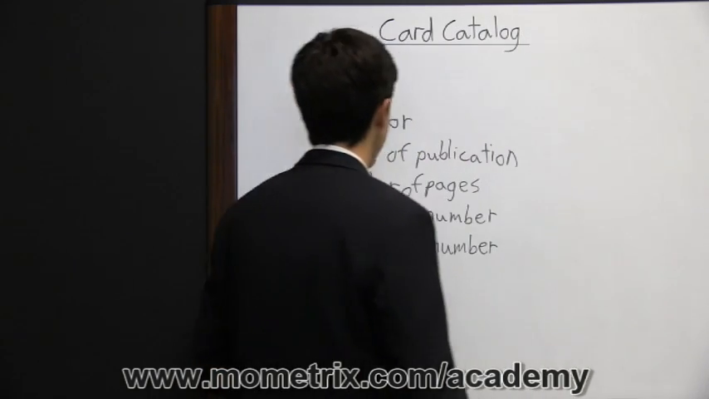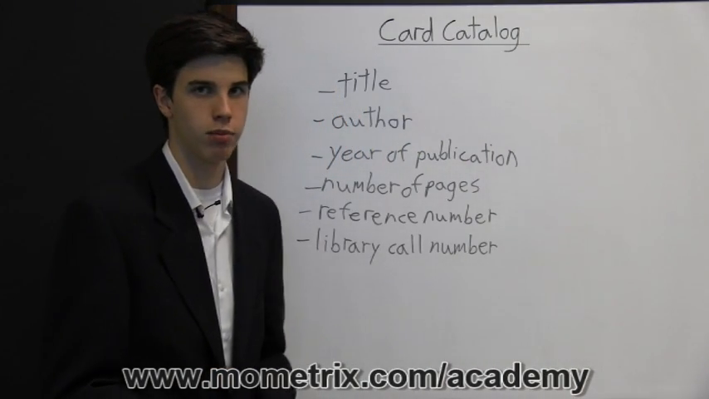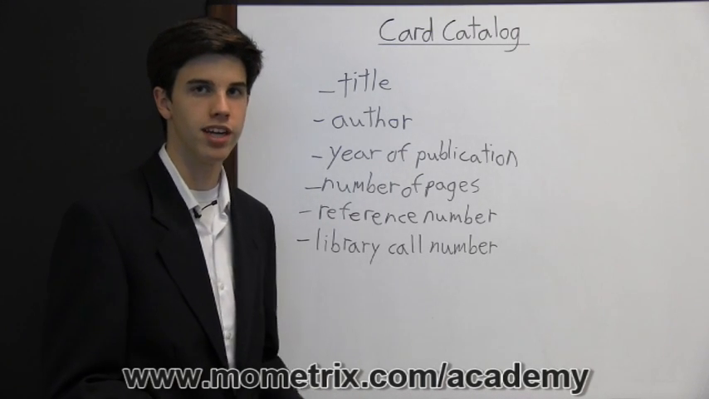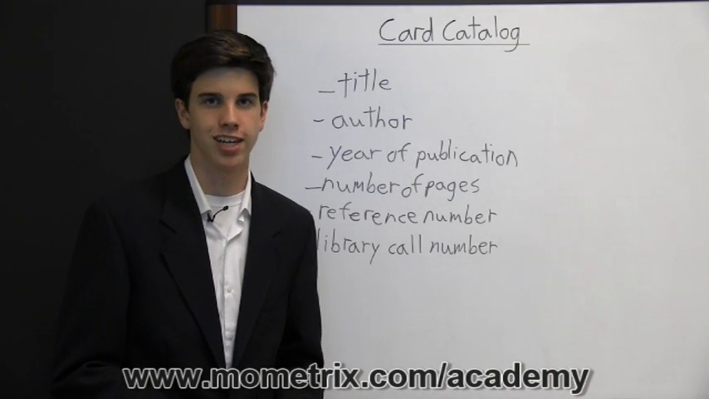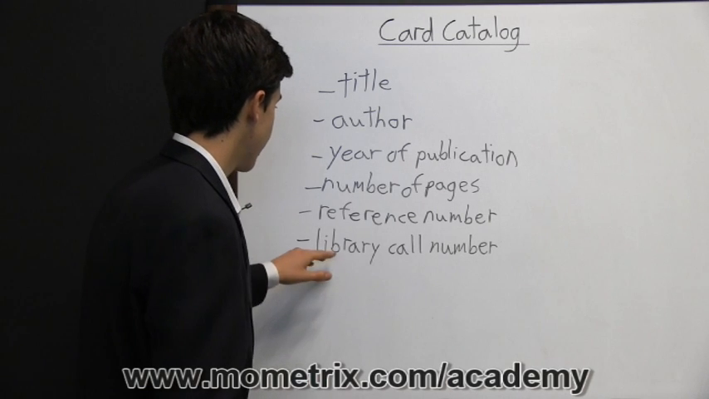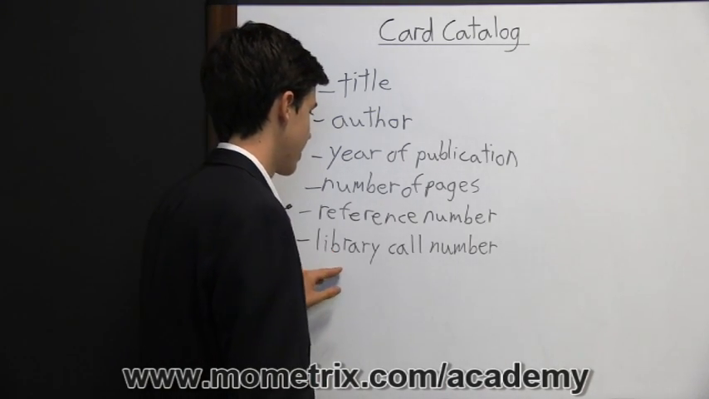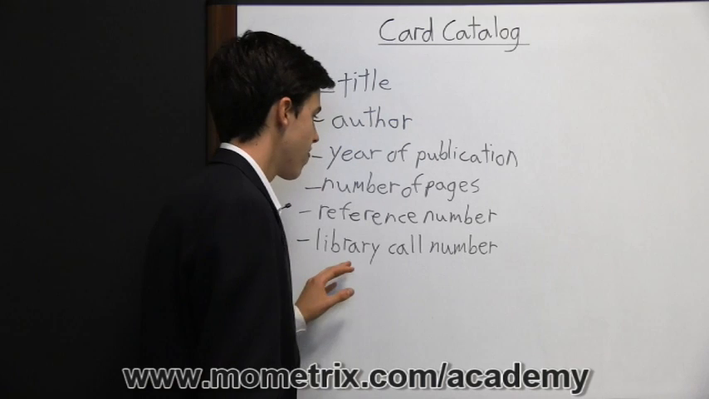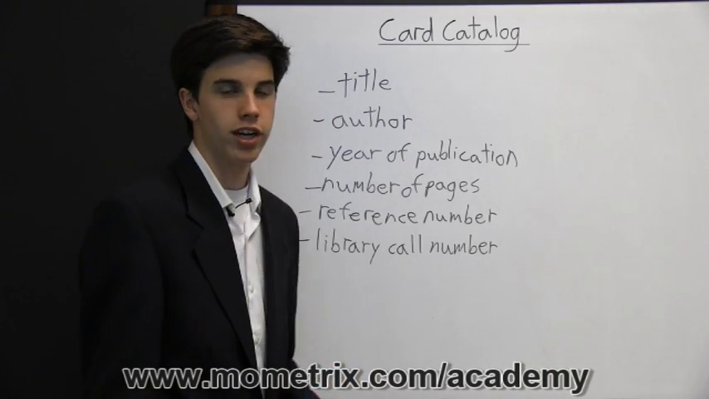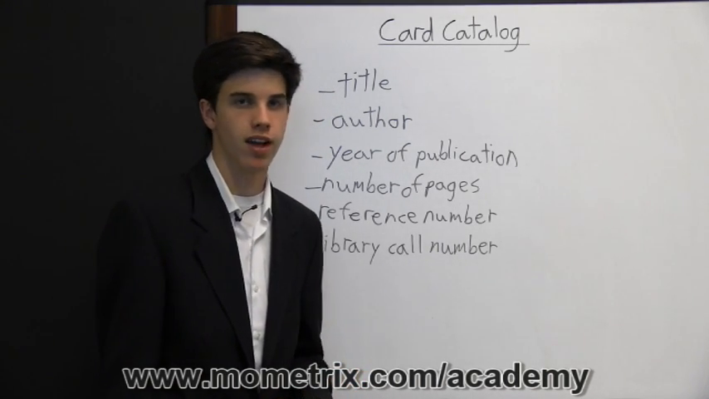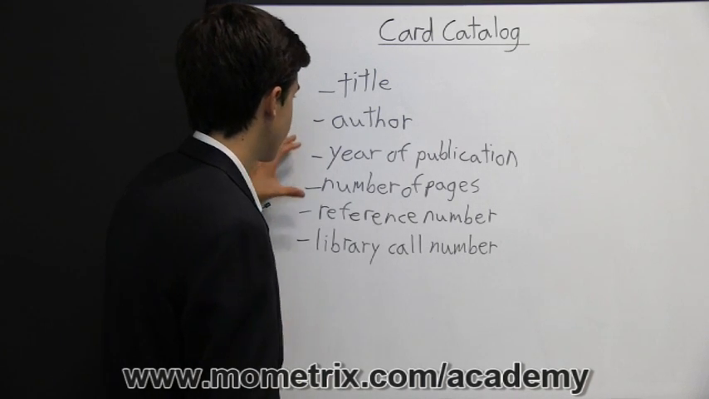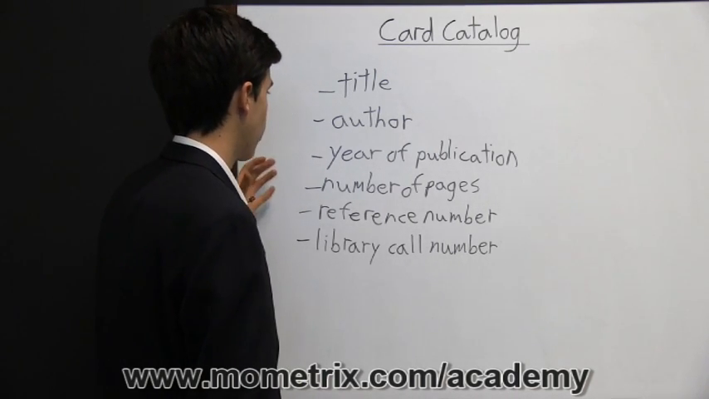So all of this information here helps readers find a particular book that they're looking for, that they might want to read, and then find that book in that particular library. So you notice here the last thing that's in a card catalog is the library call number. So that's the numbers that the reader looks for to find that book in that library. And so they can look over this information to find out if they want to read that book.